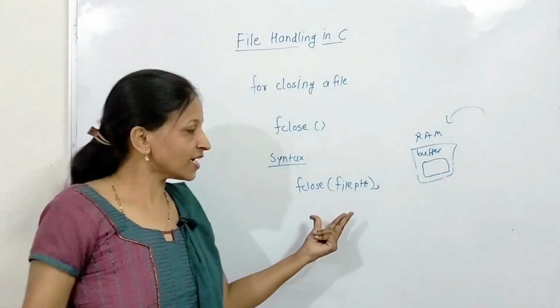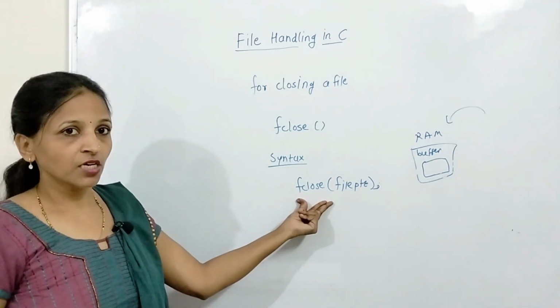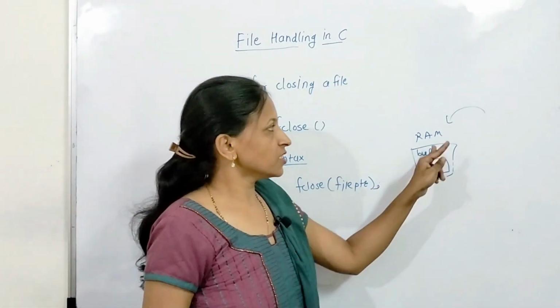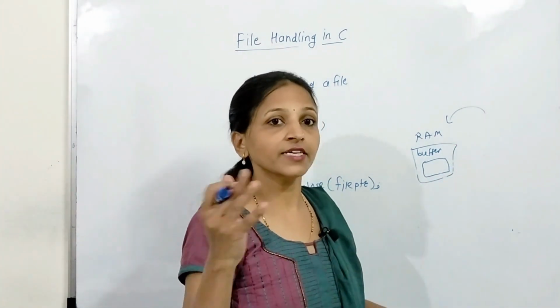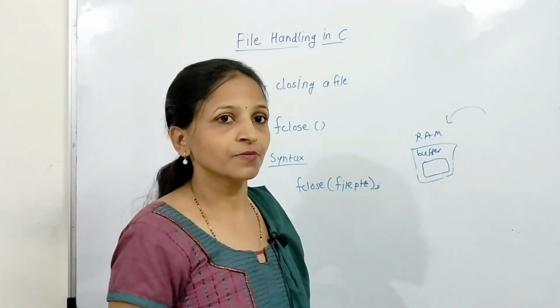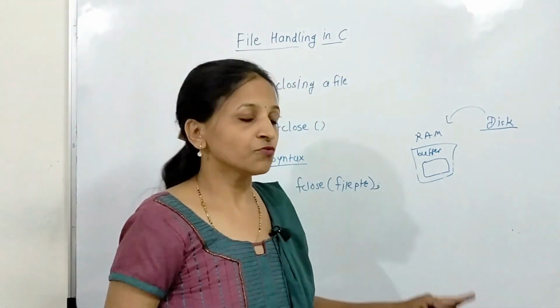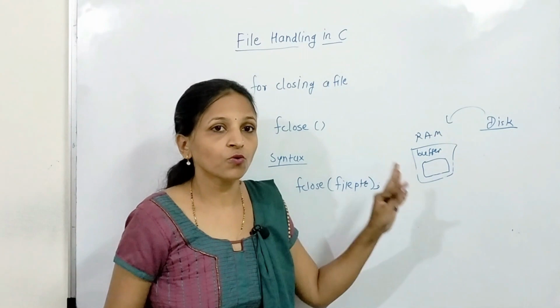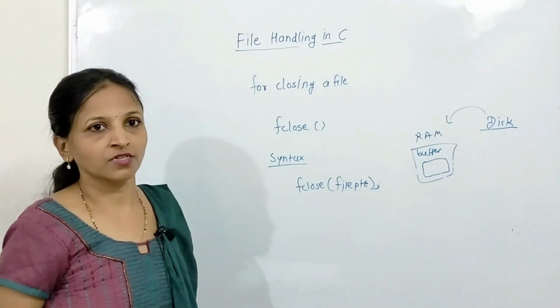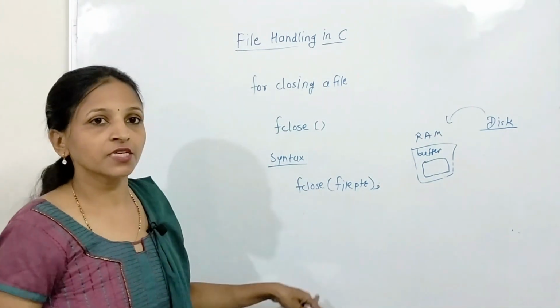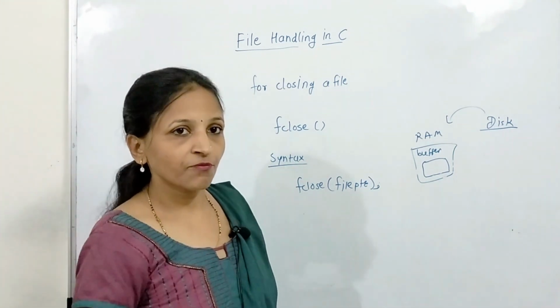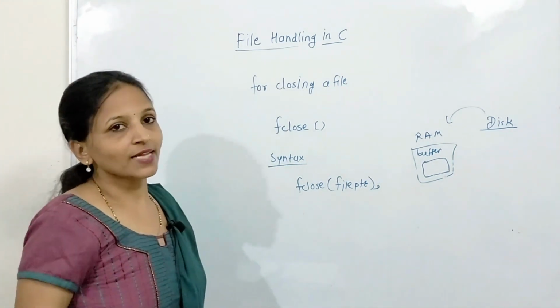Whenever you close that file using the fclose function, only then will all these changes get applied to the disk, wherever that file is on the disk. It means those changes will be permanent only after calling this fclose function. So it is always compulsory to close the file using the fclose function after opening that file.